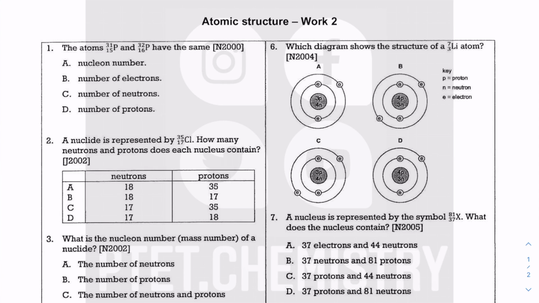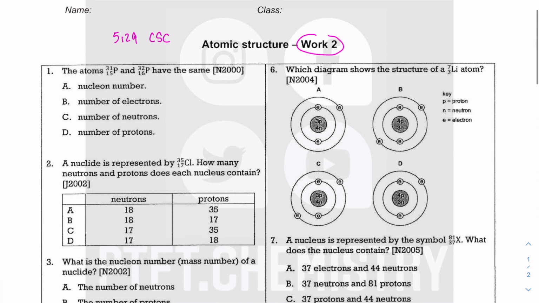So in this tutorial video, I'll cover this Work 2 that has been assigned for students doing the 5129 combined science chemistry section. And the syllabus has undergone a big revamp. This is for those taking the 2023 exams. However, atomic structure is a core topic, and this is actually the exact same content that O-level students doing the pure chemistry are actually doing as well.